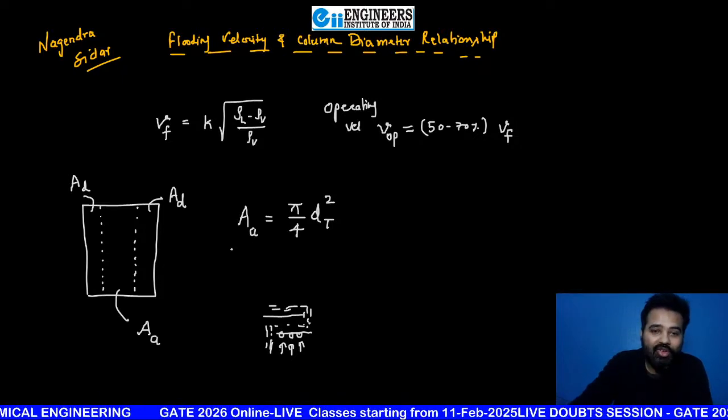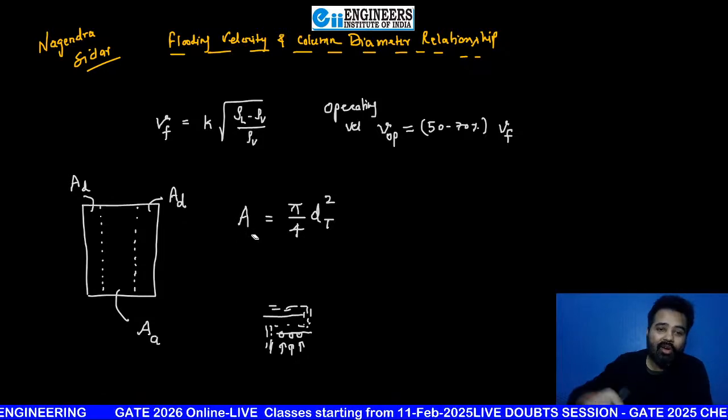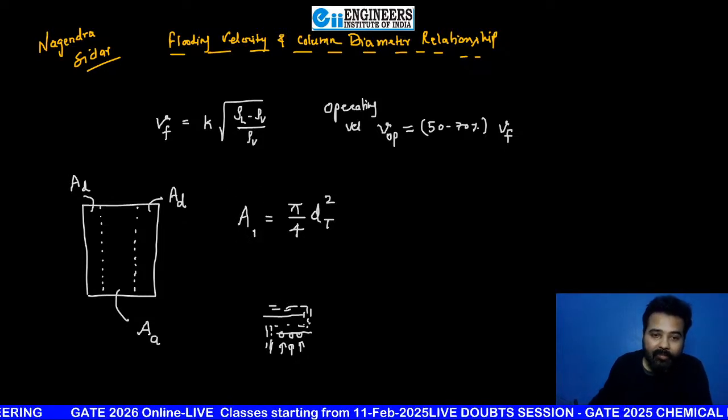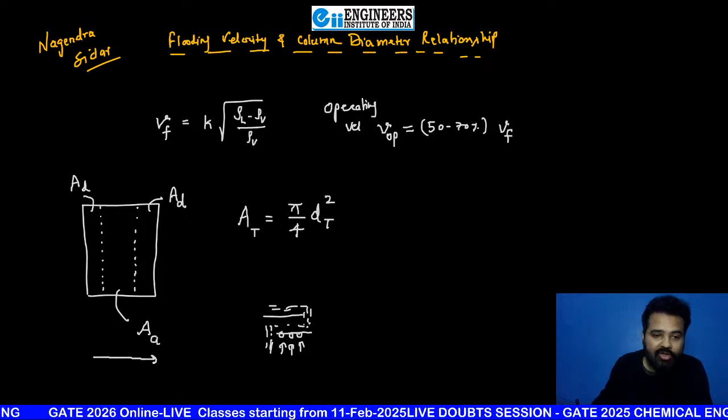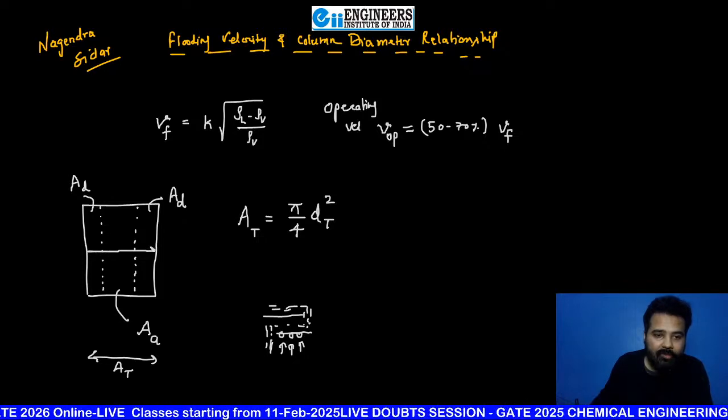No, no, sorry. This is not A. This is total A. This is AT actually. You are taking column diameter. This is AT, total AT, complete AT. And the diameter of this column I am writing as dt, beta.